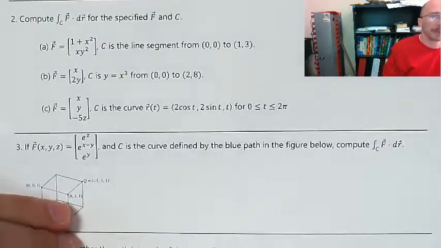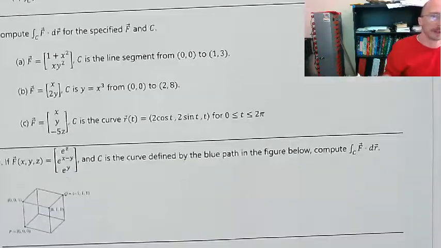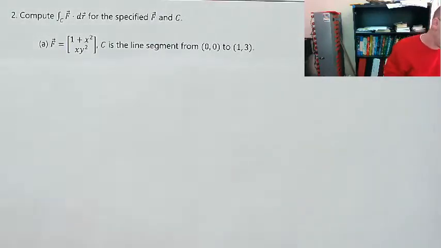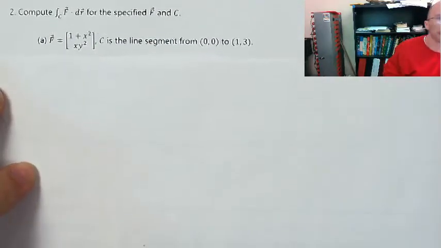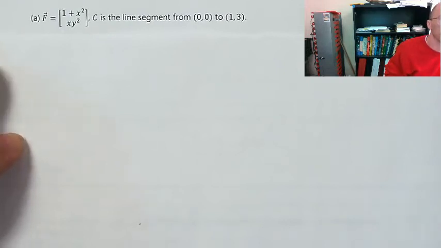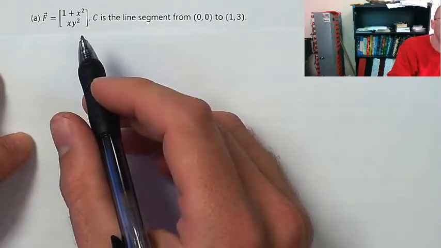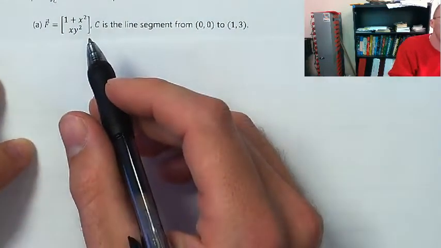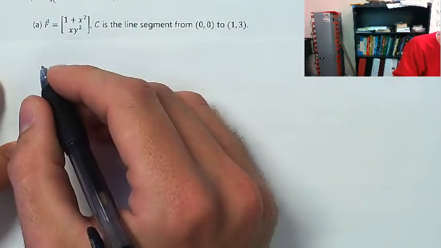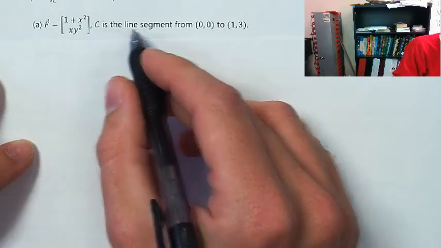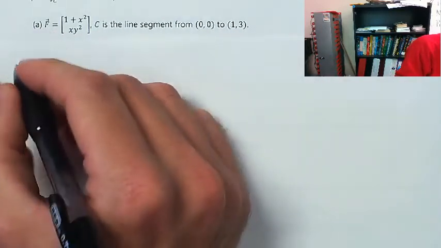All right, compute f dotted with dr for this f and this c. Okay, we can do this. Okay, so integral of f dotted with dr. Well, c is a line segment from 0, 0 to 1, 3. All right, so I got to parameterize that.